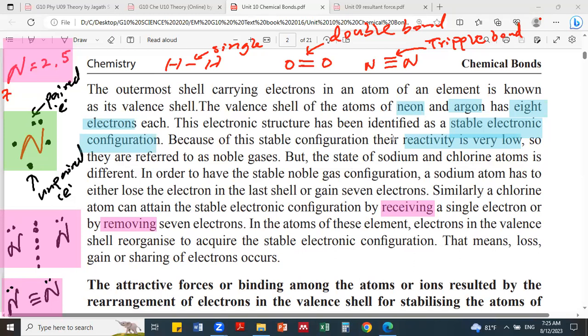So what is this technique called? Gaining from someone, or losing, or sharing electrons. By sharing electrons.